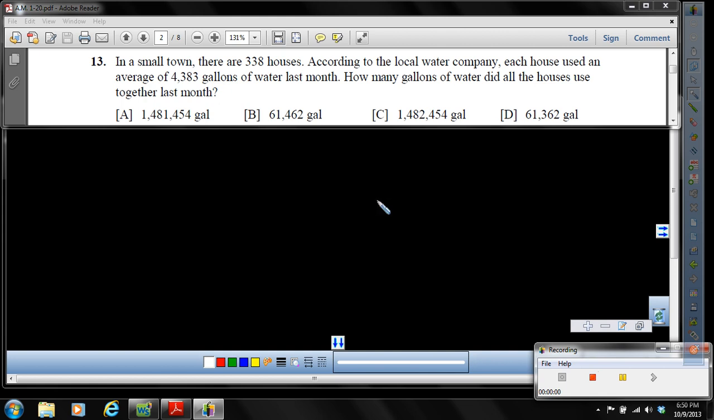Accelerated Math, objective number 12, word problem. Multiply a 3 or 4 digit whole number by a 3 digit whole number.